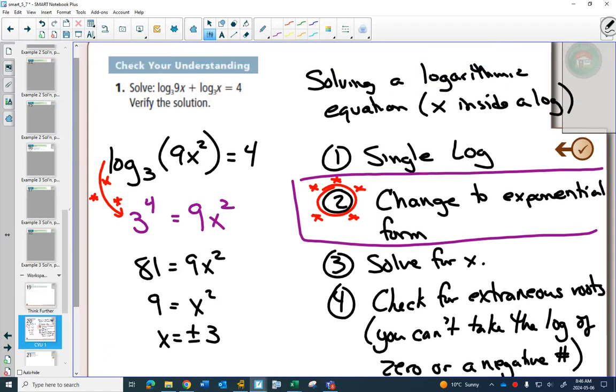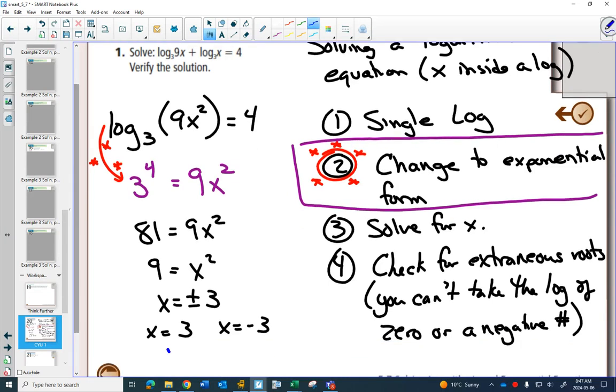If I plug in positive 3, so these are my two possibilities, positive 3 and negative 3. If I plug in positive 3, I'm just worried about whether or not inside the logarithm there will be a negative or a 0. Well, 3 times 9 is 27. That's a positive number. That's fine there. And if I plug in 3 into the second one, 3 is a positive number. That's fine. So I can say this one is okay. But if I go to negative 3 in the very first one, 9 times negative 3 is negative 27. That is going to be a wrong answer.